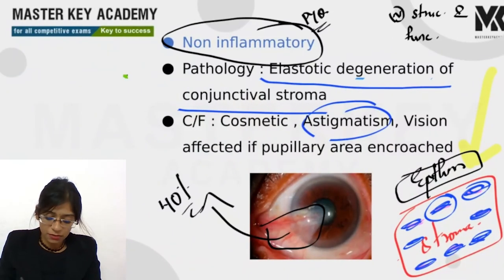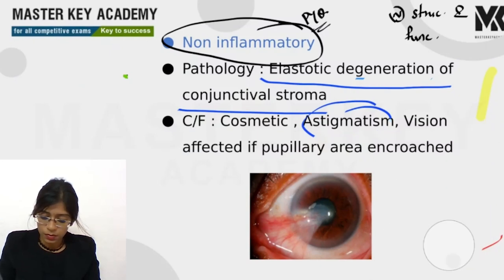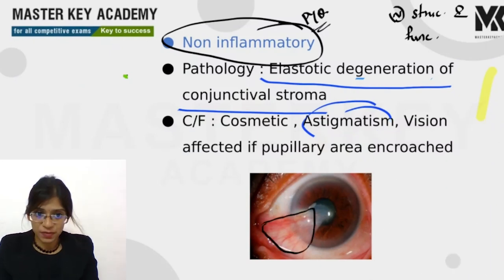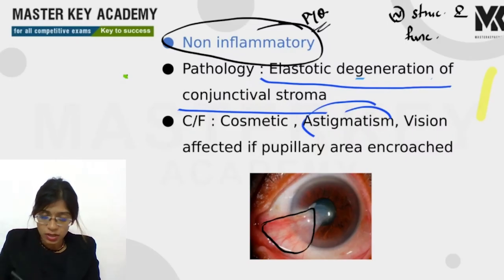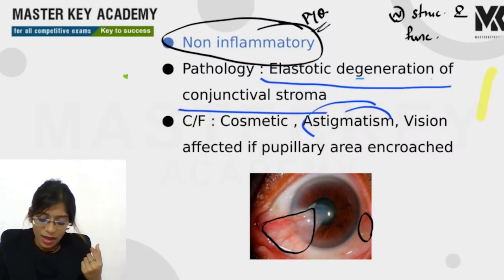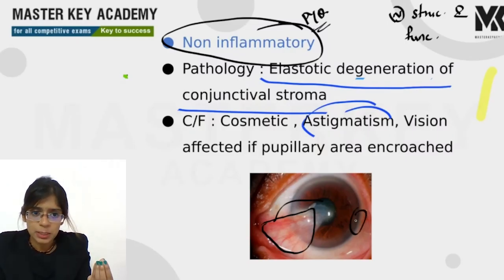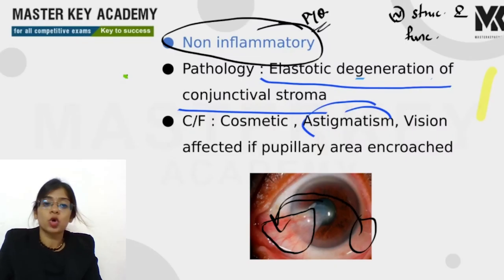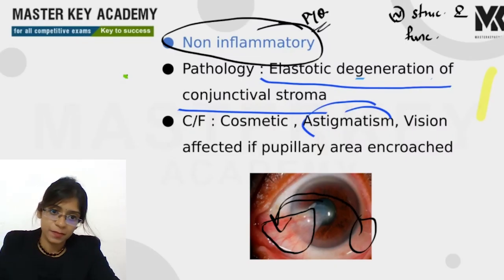So here, you know what you do? In autograft, you remove the pterygium, and now the bare sclera is left behind. Then you know what you do? We take out the conjunctiva from another part of the eye, along with a little bit of limbal stem cells, limbal cells, and we place it over the bare sclera. So that is the autograft method.